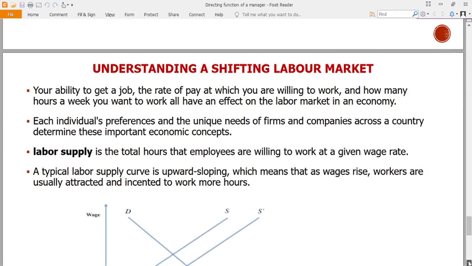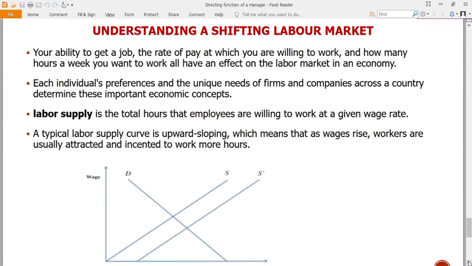So therefore, we need to understand that a labor market is dynamic. So the ability to get a job, the rate of pay at which someone is willing to work at, and how many hours someone wants to work will have an effect on the labor market. So each individual's preferences and the unique needs of the firms and companies across a country determine these important economic concepts.